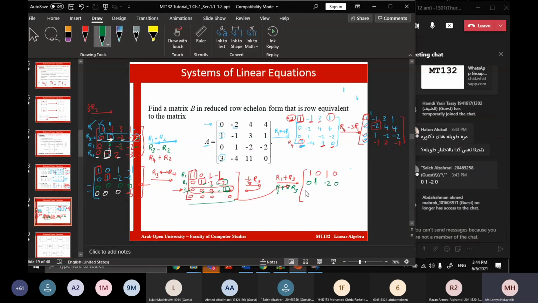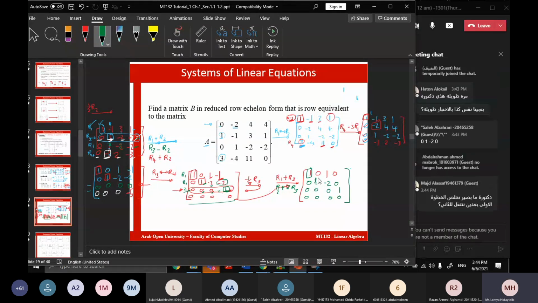Then I write the last one as it is, this one as it is, 0, 0, 0, 1, and then the last one 0, 0, 0, 0. And now I check. This is the leading one. All the other entries are zeros. This is the leading one. All the other entries in the same column are 0. And this is the leading one of the third row. All the other entries in its column are zeros, and the last has no leading one. All the elements are zeros.